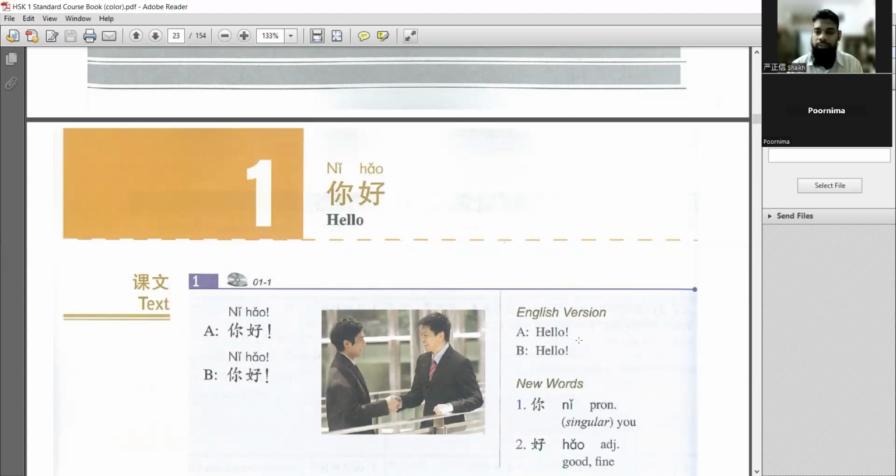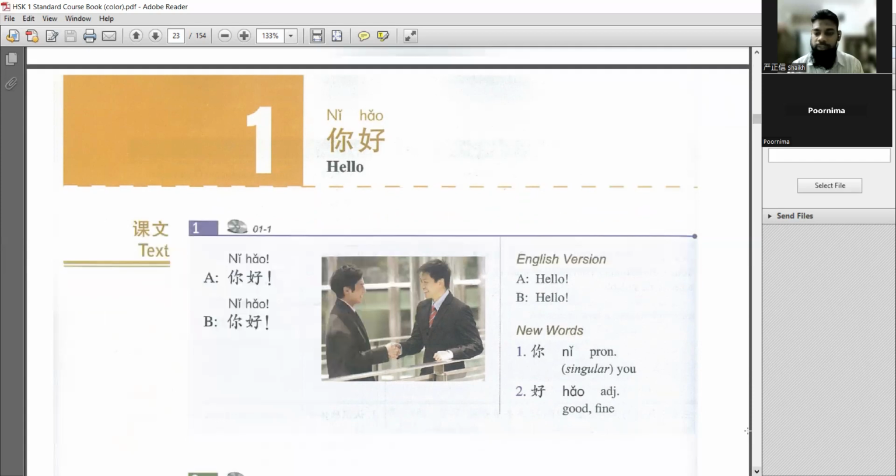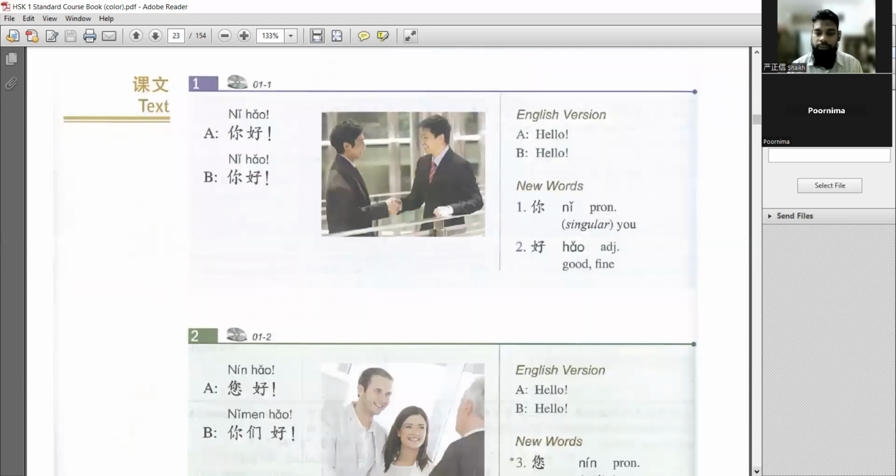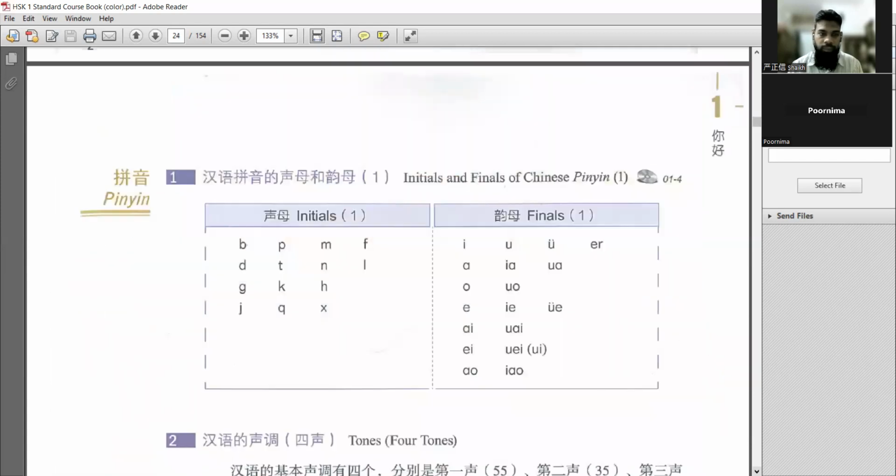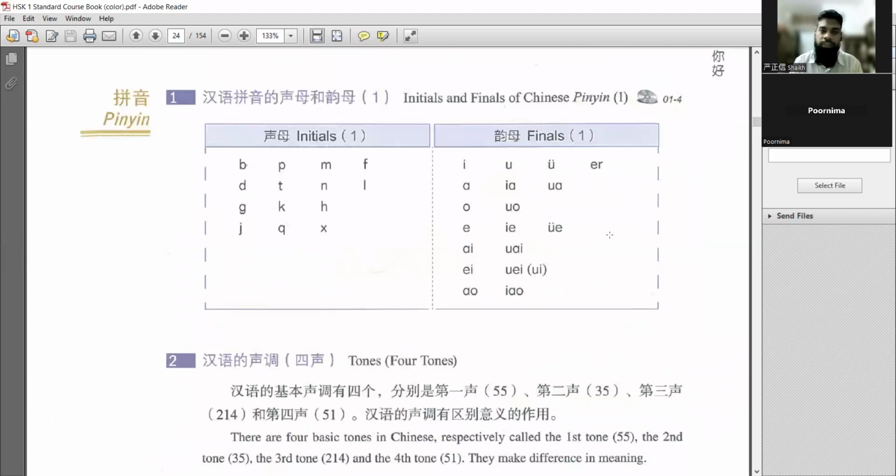So we will spend almost three classes. The first class has already passed, and this class and the upcoming class, we will spend to study chapter number one and chapter number two. Later on, we will finish one chapter in a class. So in the previous class, let me review what we have studied. I have taught you that in the Chinese language we have initials and finals.